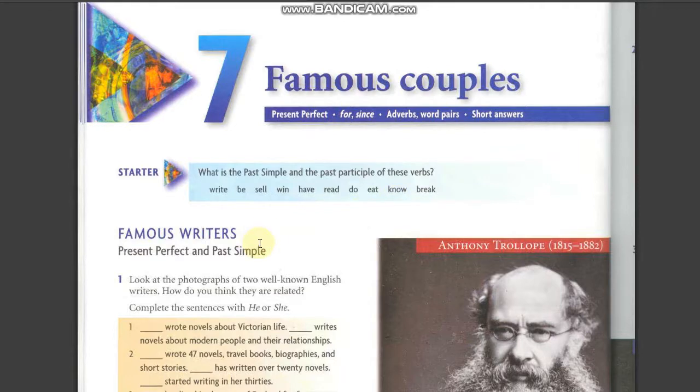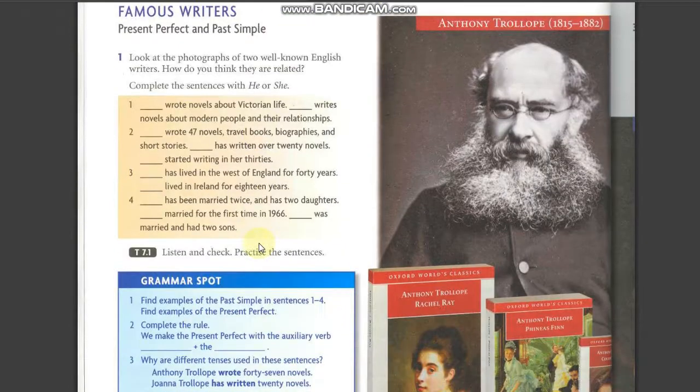143. I'm trying to focus just on the most important points from the book. Let me start explaining Unit 7, which is talking about present perfect and past simple.